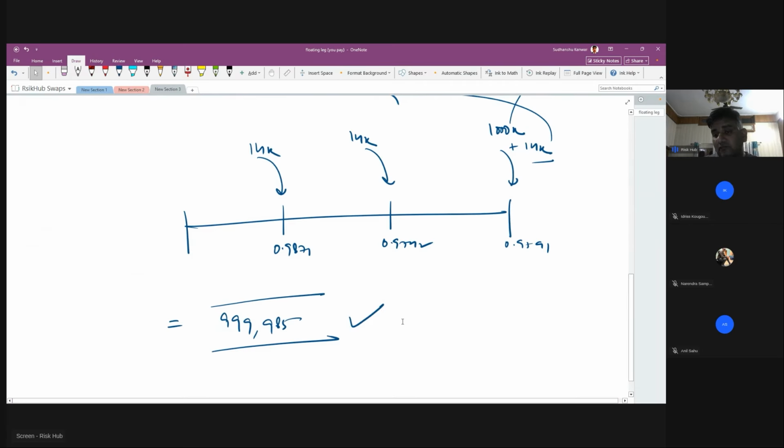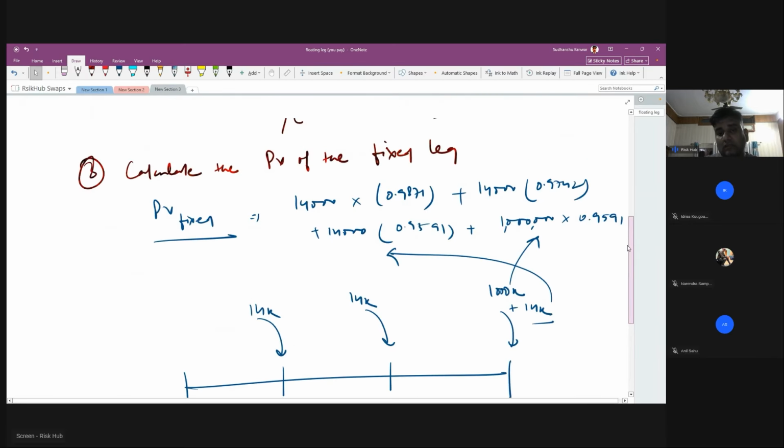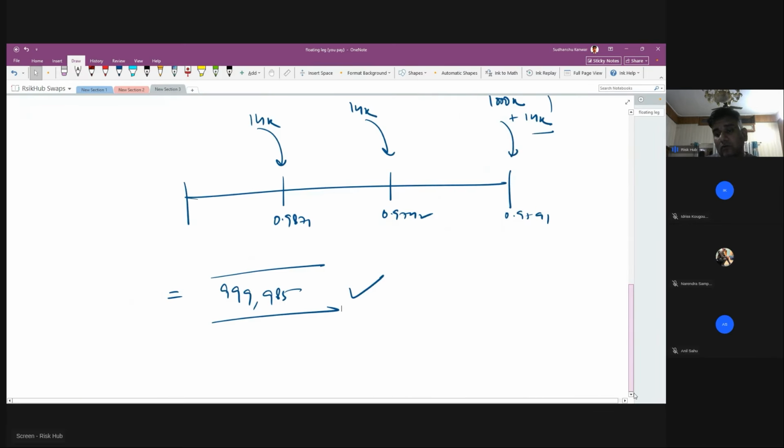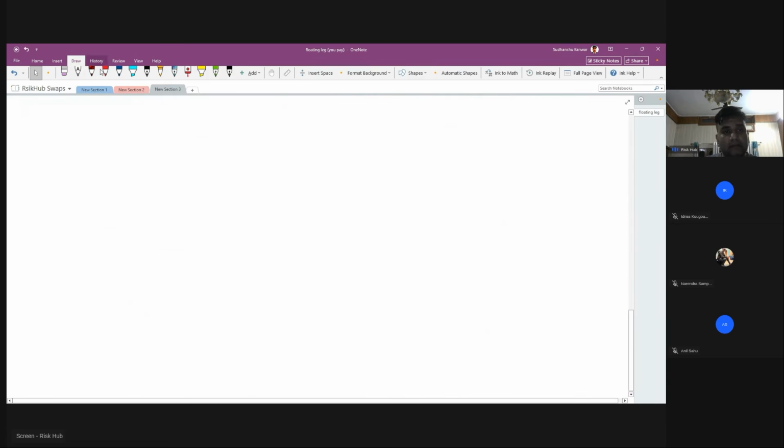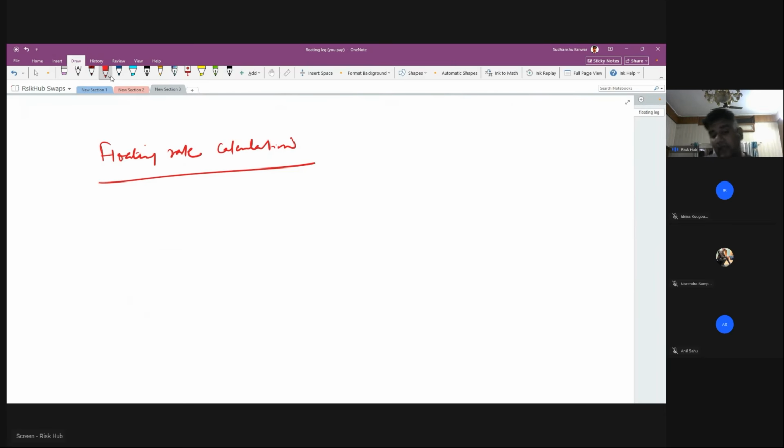Now this is your fixed rate calculation, guys. This is only the fixed rate calculation. Now you have to go to the floating rate calculation, right? What happens is that when it resets, the present value of the float at your n is always equal to the resetting, right? Which is your 1 million, right?